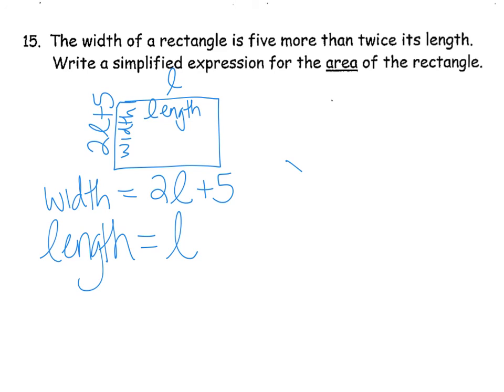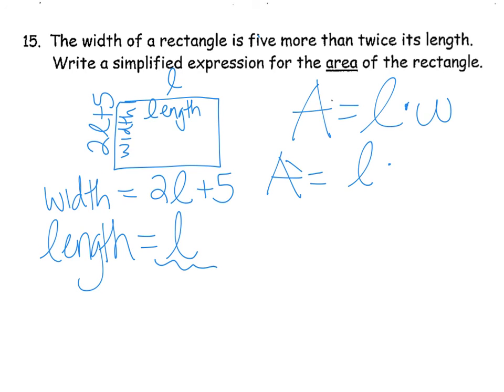What's the formula? Not pi r squared. Length times width. Okay. Area equals length times width. All right. Here we go. So, length times width. The length is L. So I'm just going to put area equals. Instead of L, I'm going to put what L is. Well, L is L. But W, what is W? What's the width? 2L plus 5.